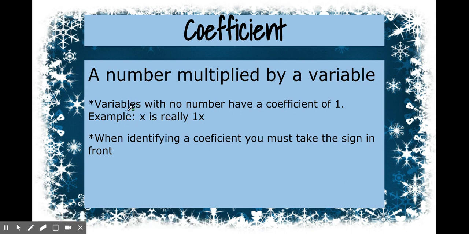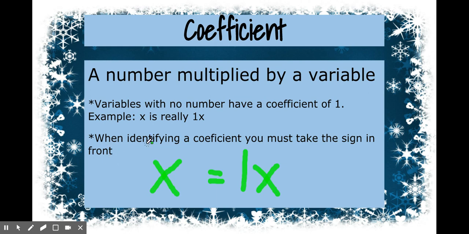Something to keep in mind is if there's a variable with no number in front of it, that means it has a coefficient of 1. So if I have the variable x, I do have a coefficient. My coefficient is a 1 because x is the same thing as 1x. Just in math, we tend to not write the 1. I like to refer to the 1 as the secret ninja 1 because it's there, we just don't see it.